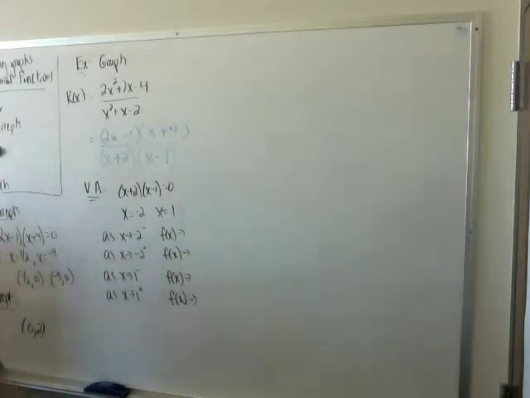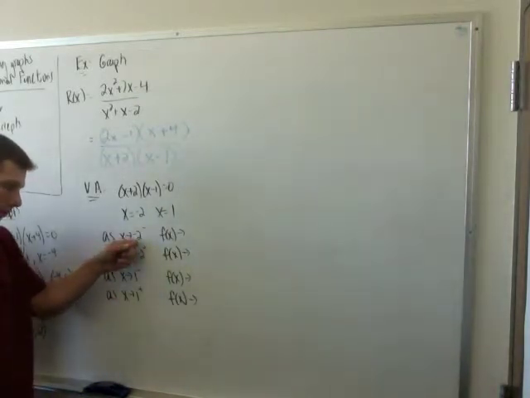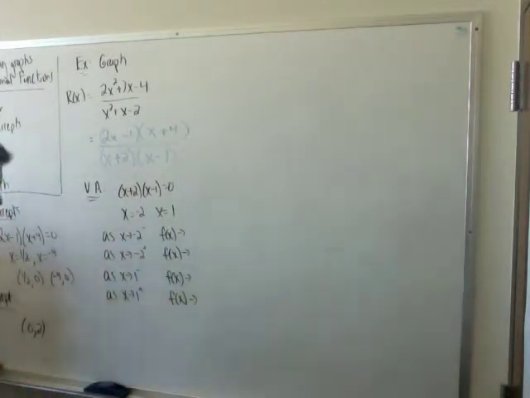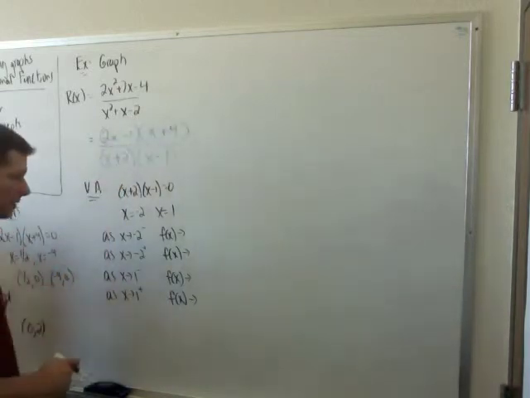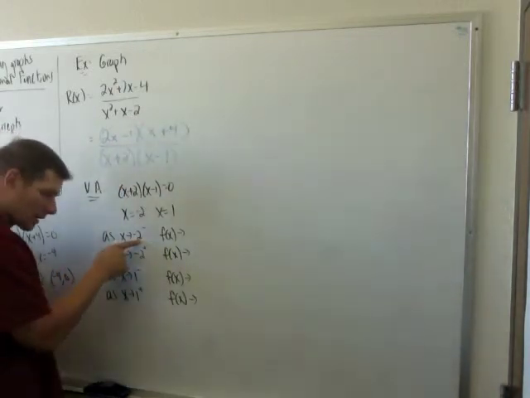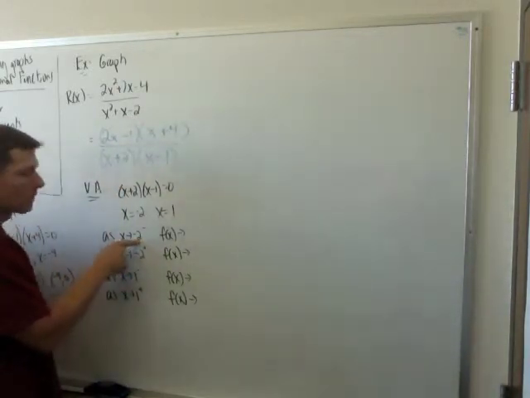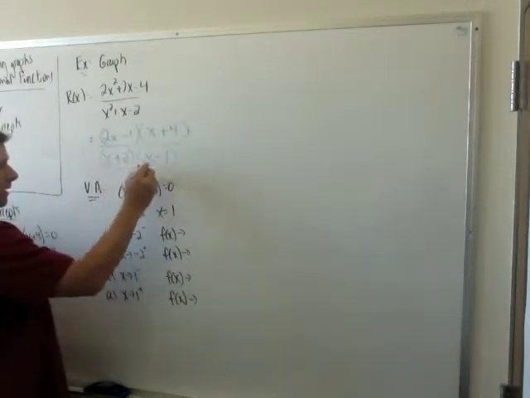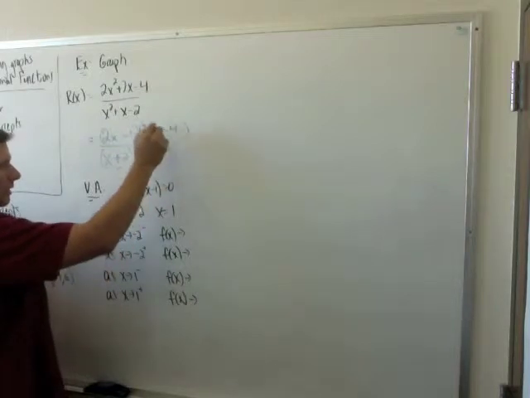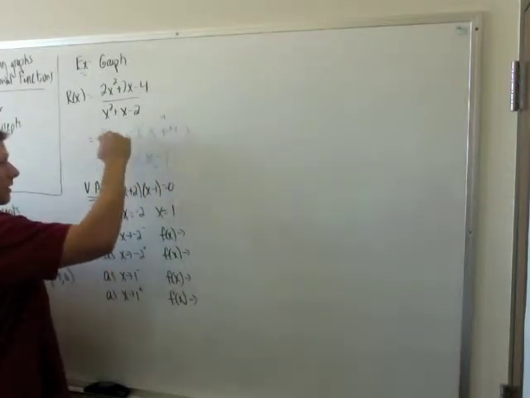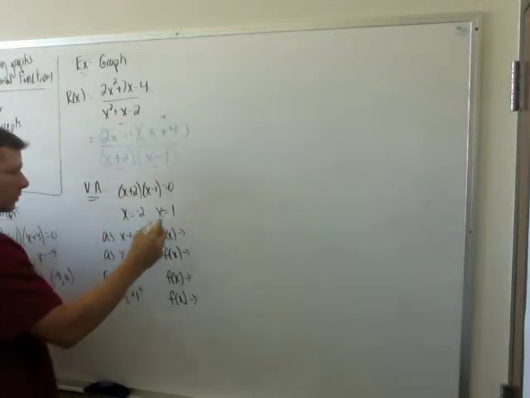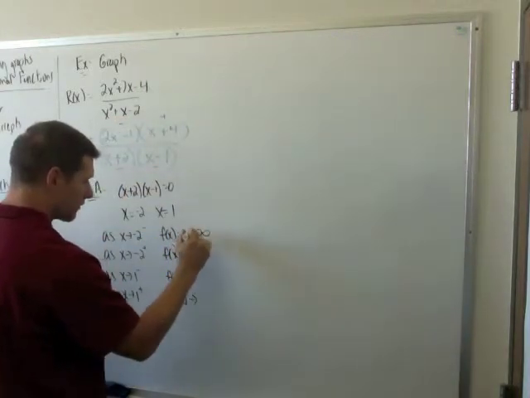So all we really have to do is plug in a number really close to negative 2, but on the left side of negative 2, and see if it's a positive or negative number. I'm going to use the factored form to do that. Maybe I put in negative 2.01. Negative 2.01 plus 2 is negative. Negative 2.01 minus 1 is negative. Negative 2.01 plus 4 is positive. Negative 2.01 times 2 minus 1 is negative. Negative, positive, negative, negative will be negative. This is going to negative infinity, okay?